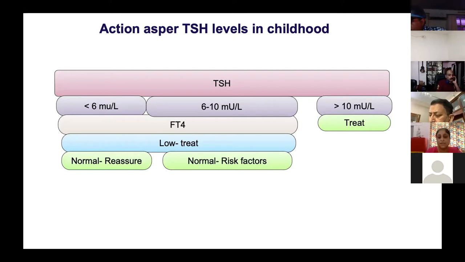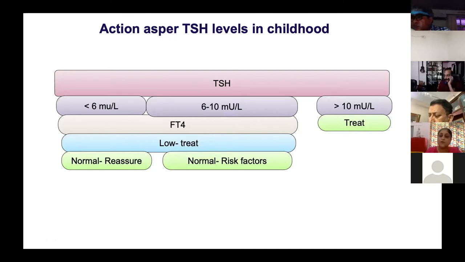The situation is that the levels of free T4 are normal, but the level of TSH is borderline high. So this is a situation of subclinical hypothyroidism, where the thyroid hormones are within normal limits with a slight elevation of TSH levels. So this is subclinical hypothyroidism. Whether to treat a child with subclinical hypothyroidism is again a very important point of confusion.